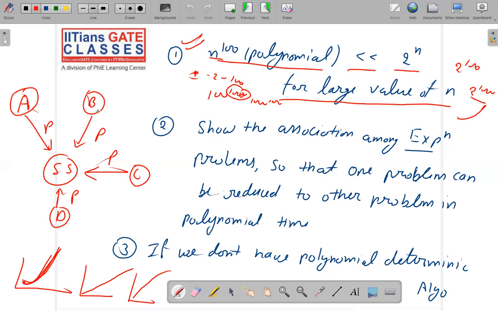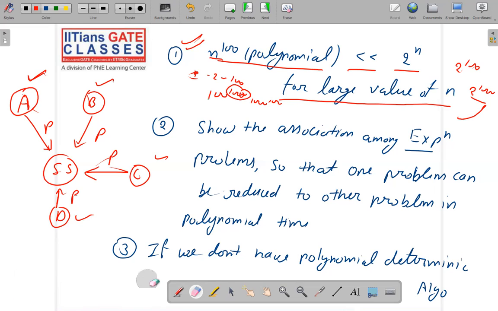What is the association? We are given a problem A, and we are given problems B, C, D. All these are exponential algorithms. We know that there are some exponential algorithms, A, B, C, D, E, F, G. There are so many exponential algorithms. And there is this subset sum. Generally, there is SAT, the satisfiability problem. Let me write SAT inside of subset sum. I will define SAT very soon. Then there is this SAT problem.